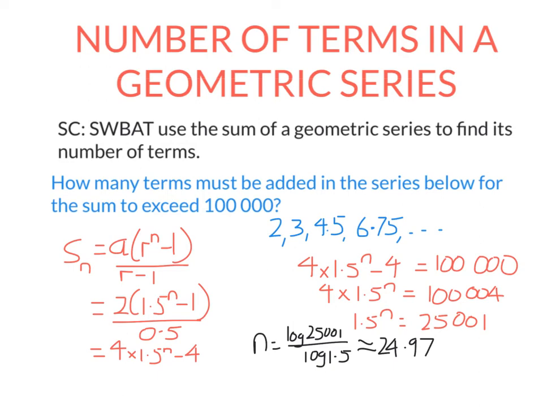But we can't have a number of terms that's not a whole number. You can't have 24.5 terms or whatever. So we always round it up. Even if it was 24.1, we'd still round it up. 24 terms is not quite enough to get to 100,000, but 25 will be a little bit over 100,000. So we conclude we would need 25 terms in this sequence so that the sum of those terms is more than 100,000.